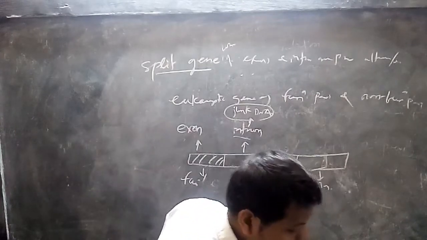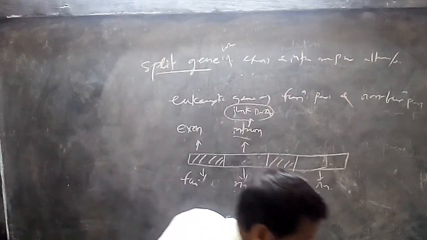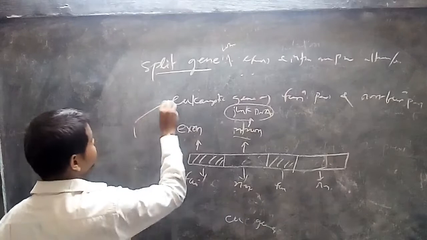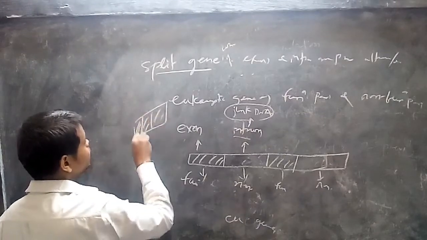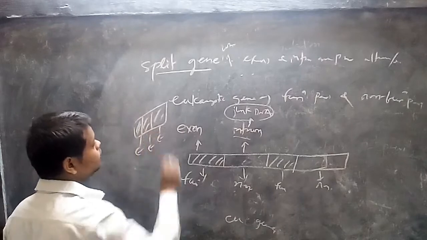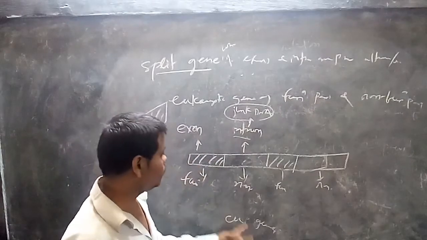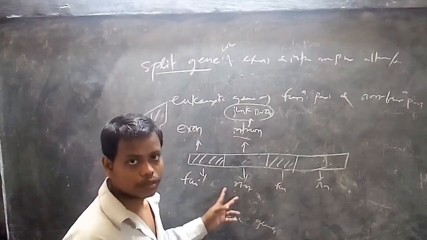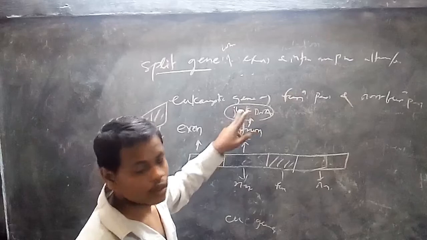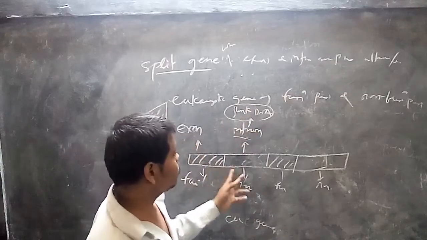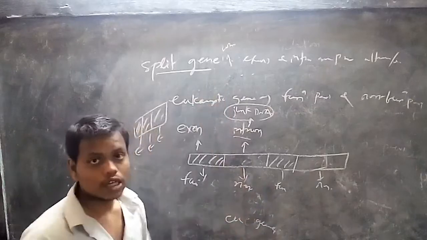This split gene is found only in eukaryotes, because prokaryotic DNA consists of only exons, only the functional part. There is no non-functional part in prokaryotic DNA. But in eukaryotic DNA, both functional and non-functional parts are present. The functional part is called exon, and the non-functional part is called intron or junk DNA. So when functional and non-functional parts are present one after another or alternately, that condition is called a split gene.